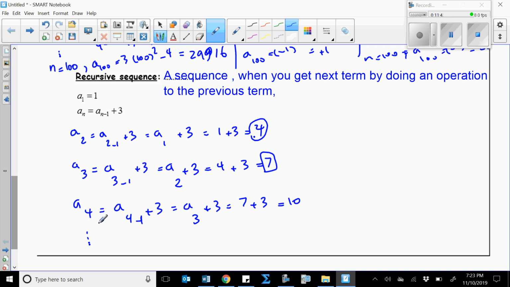So for each term, I need to have the previous term. For example, if I want to find a10, I need to have a9 and add 3 to it. So that's called a recursive sequence.